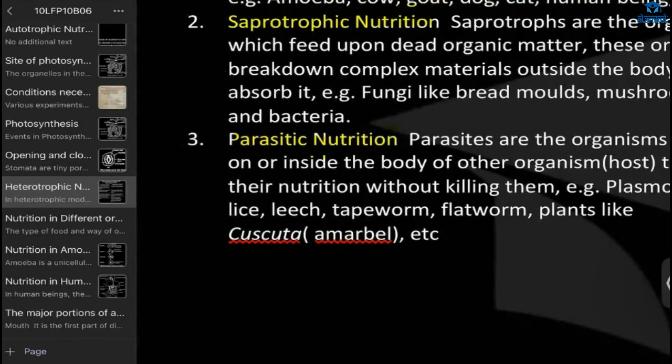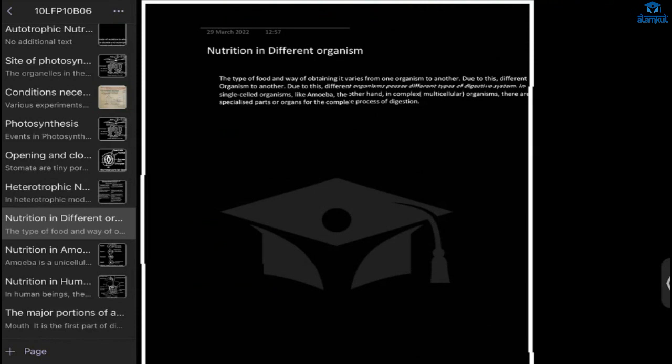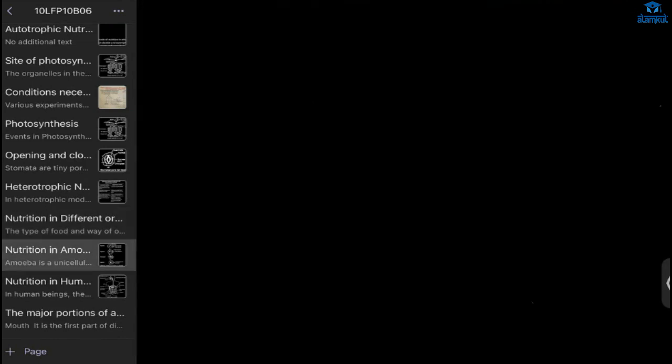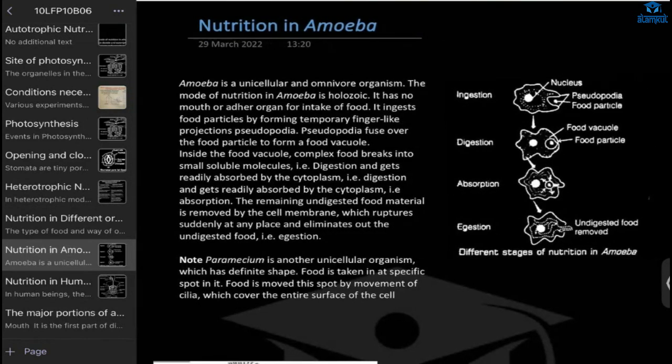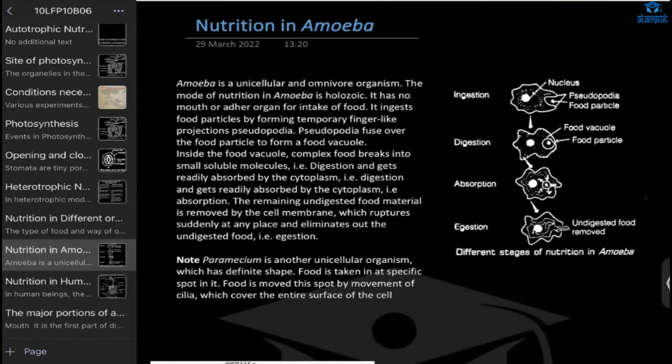You are making notes? Ma'am, I made notes before and revised the notes for nutrition. Now I'm doing respiration and transportation. Oh, great. I think you have learned about this previously, right? Yes, ma'am, it was taught when I was in grade 9. You were taught nutrition in amoeba very deeply.